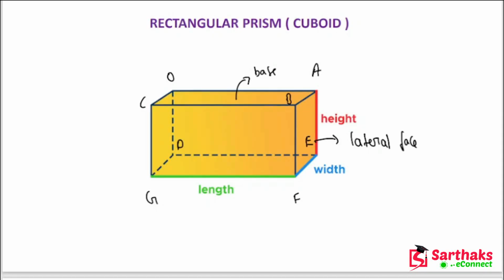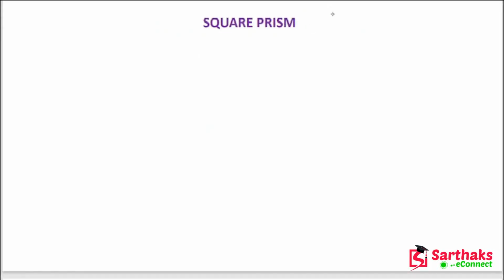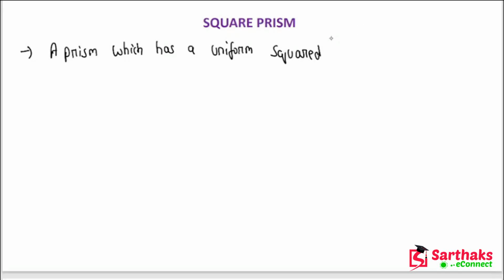Now let us move on to the square prism. What is a square prism? Similarly, you can define it on the basis of its cross section: a prism which has a uniform square cross section is called a square prism.